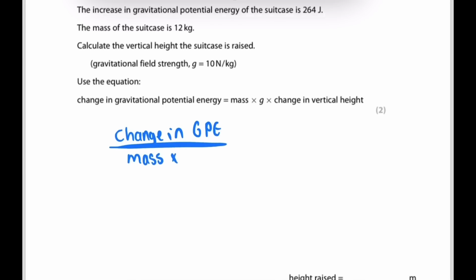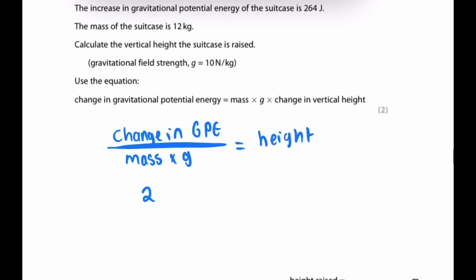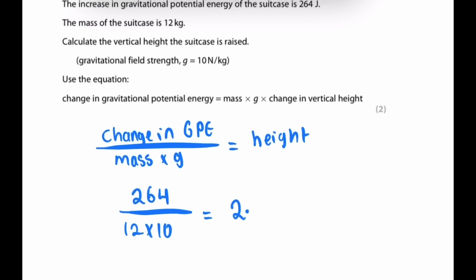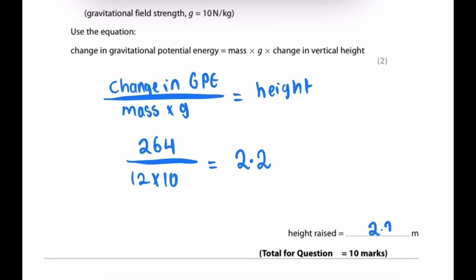So what you're going to do is rearrange it to find the height, which is going to be the change in gravitational potential energy over the mass times g. So it is going to be 264 over 12 times 10, which is equal to 2.2. So your final answer is 2.2 meters.